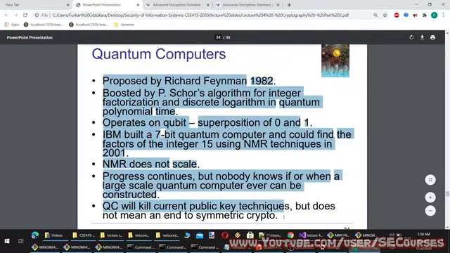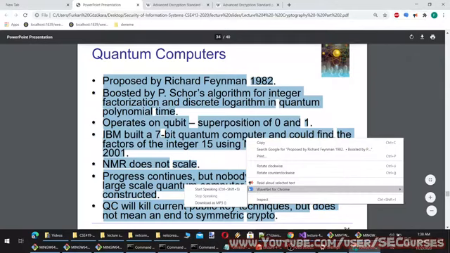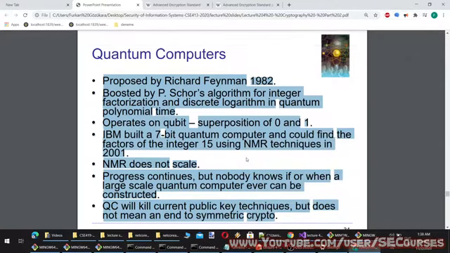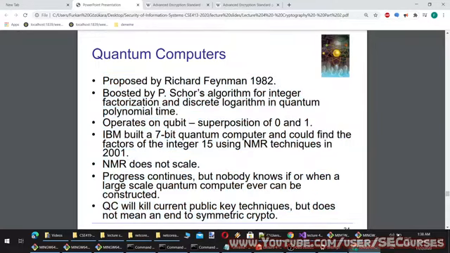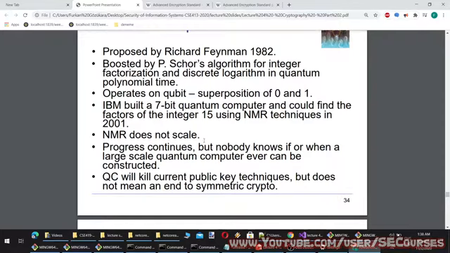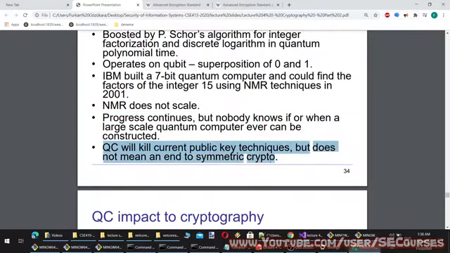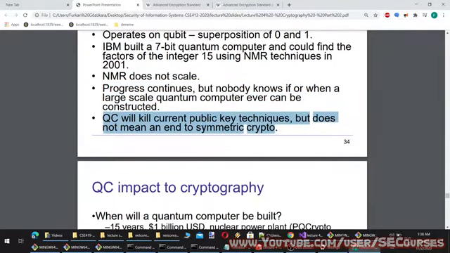Quantum computers. Proposed by Richard Feynman in 1982, boosted by P. Shor's algorithm for integer factorization and discrete logarithm in quantum polynomial time, operates on qubit superposition of 0 and 1. IBM built a 7-bit quantum computer and could find the factors of the integer 15 using NMR techniques in 2001. NMR does not scale. Progress continues, but nobody knows if or when a large-scale quantum computer can ever be constructed. QC will kill current public key techniques, but does not mean an end to symmetric crypto.